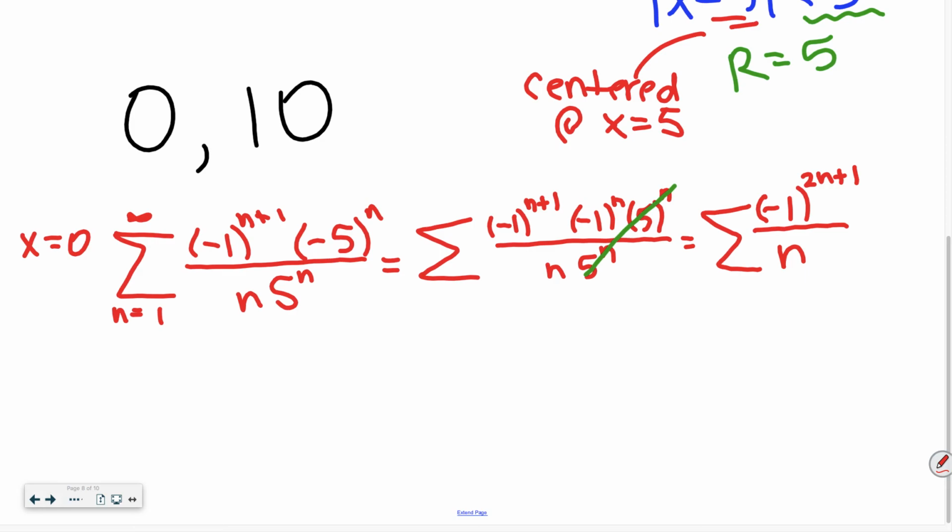So this is a p series that diverges, since p is not greater than 1. So we don't include 0 in our interval.